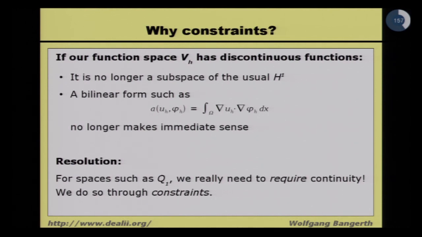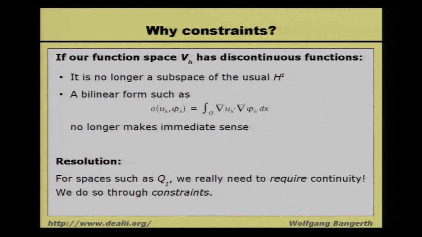So the problems that we face, if these are the shape functions that we choose, is it's not a subspace of H1, and in particular also if you think about how we would define the bilinear form for our problem, which for the Laplace equation would be just the integral of grad UH times grad phi h with test functions phi h.